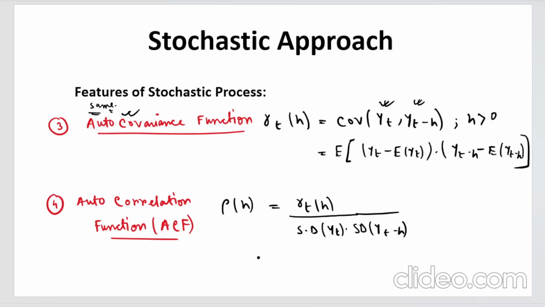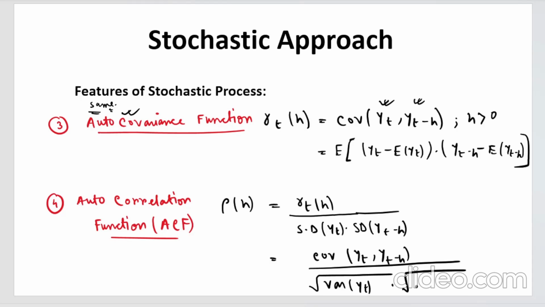Or more explicitly, the covariance of yt and yt minus h over the square root of the variance of yt times the variance of yt minus h, where h is strictly greater than 0. So this is the autocorrelation function.